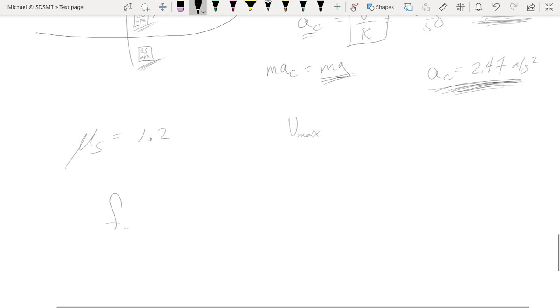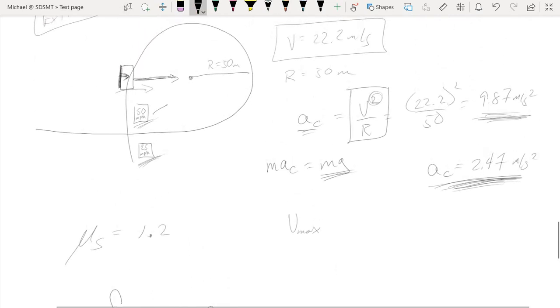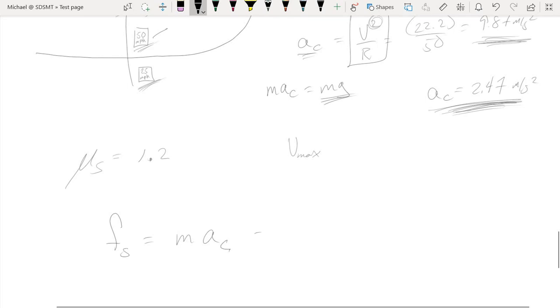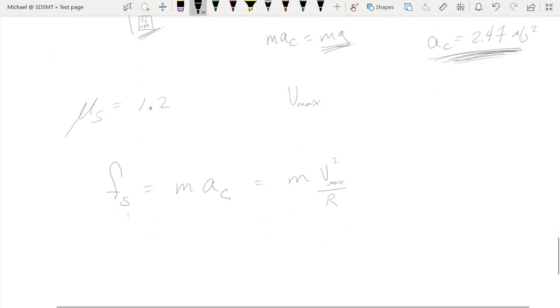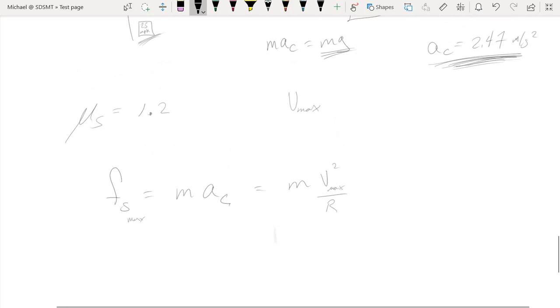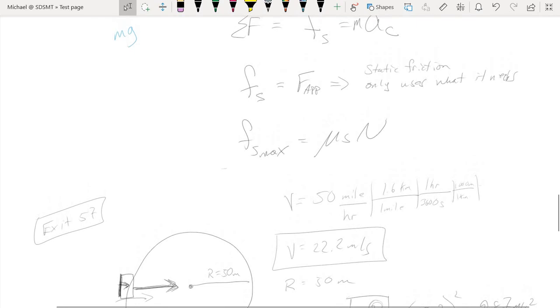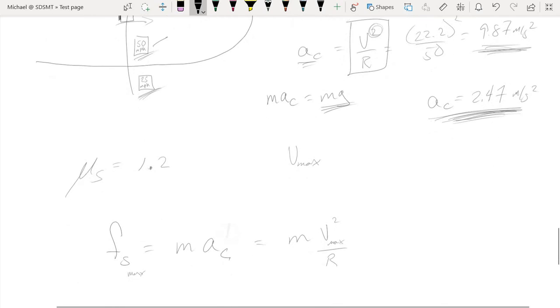We have our static friction force, which is the only force that is contributing to our center-seeking motion. And because we're trying to max out the velocity, we're going to place our velocity and radius terms in here. Because I'm trying to max out the velocity, that means we're trying to max out the static friction force. And that's actually kind of good for us because we have an equation that tells us what that maximum static friction force needs to be. It's mu s times n.